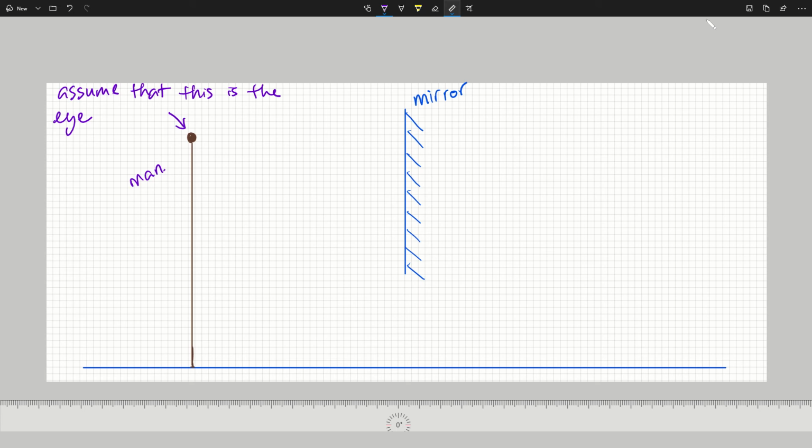In this video, I'm going to show you the minimum height of a mirror needed for a man to see his full height. So in the illustration here, to keep ray diagrams as simple as I can, we are going to assume that the eye of the man resides at the top of his head. And we're going to assume that this long line represents the height of the man, and his eye is literally at the top of his head, just to keep the diagram simple to illustrate the point.